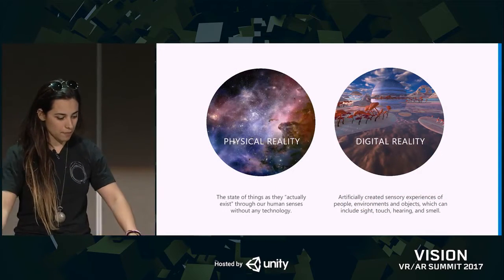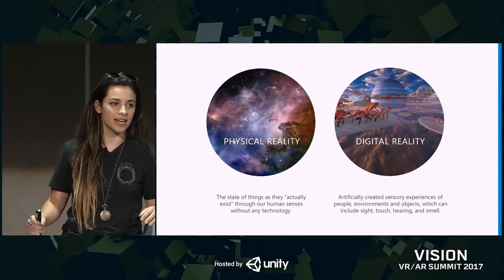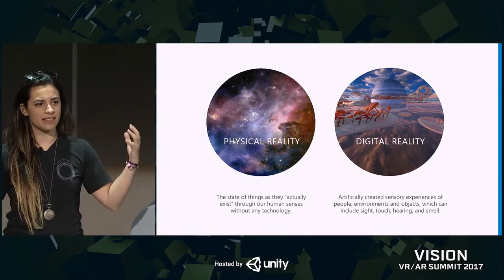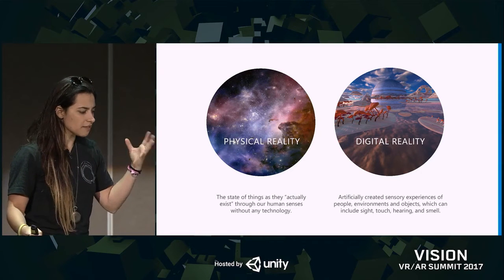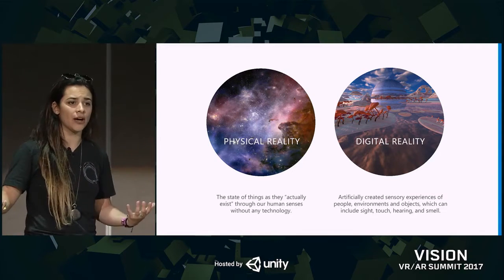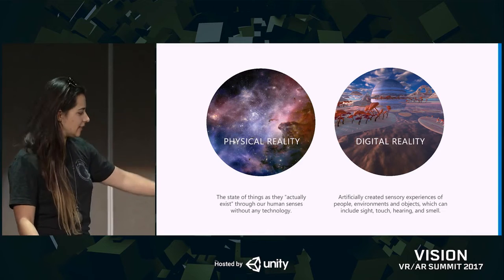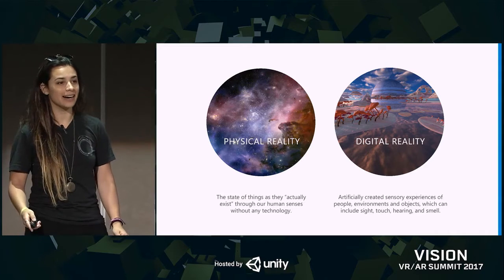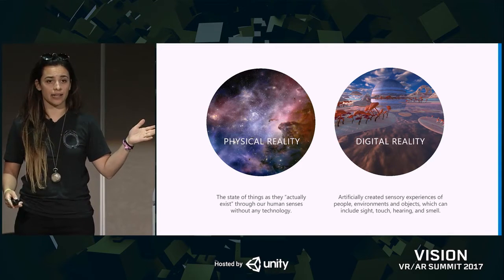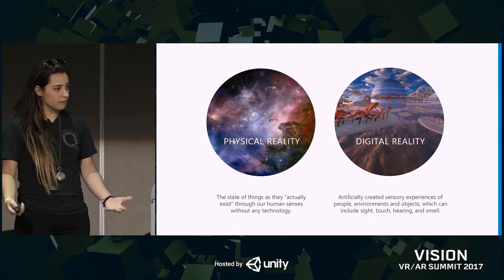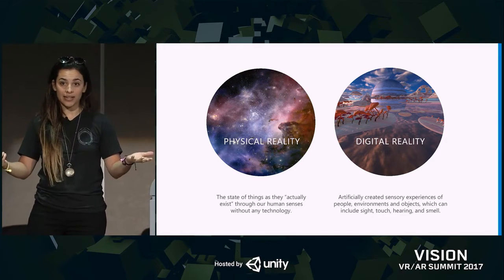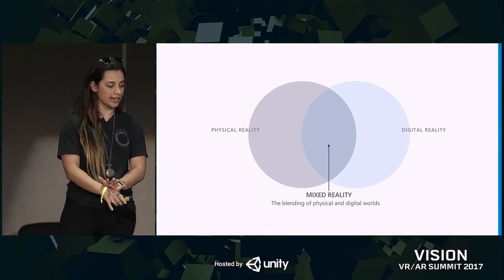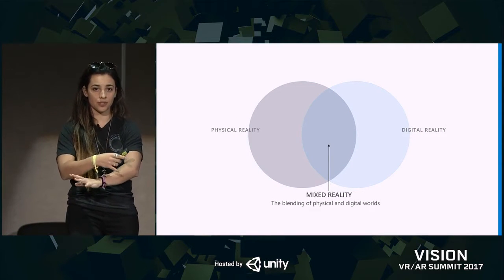Right, so Brandon was talking about this earlier, and he mentioned this in his slide, how we have these two realities. We have this digital reality and the physical reality. So the physical reality is everything we know, like our atoms, this table, me, maybe, who knows, maybe I'm a hologram. And then we have the digital reality, which is anything artificial, things we created with Unity in these virtual worlds. And so mixed reality is the blending of the two.